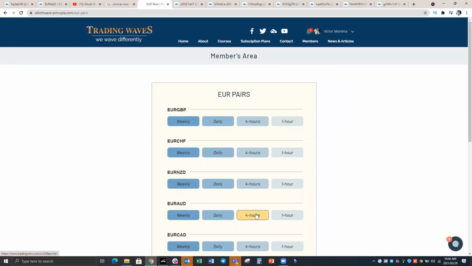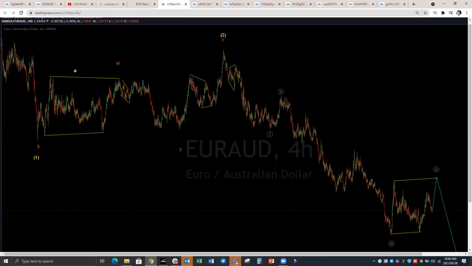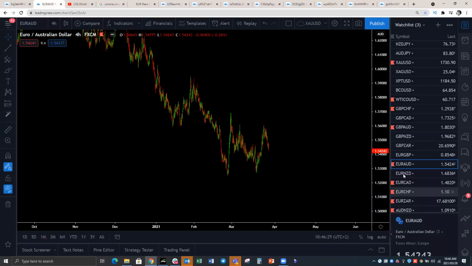Unfortunately, these are the latest charts. The charts are already updated, so you cannot see what the forecast was before, where we forecasted that this was going to push to the upside when we were still here. When we were here, we were expecting this to bounce here and then push to the upside here and then continue to the downside. That is EURAUD, and that is on the 4 hour. Right, Euro New Zealand.